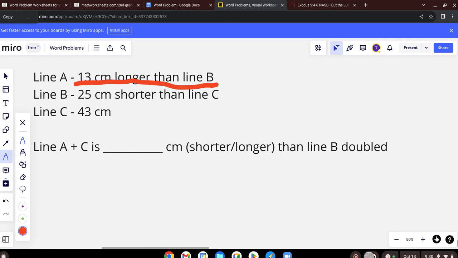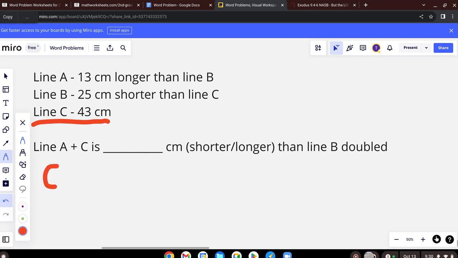So do we know what it is yet? No. How about line B? Line B is 25 centimeters shorter than line C. Do we know what it is yet? No, we have to calculate, right? That's 43. Yeah. So we know that C, let's write it over here.